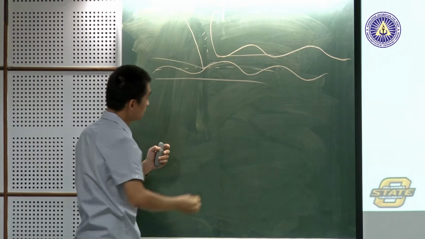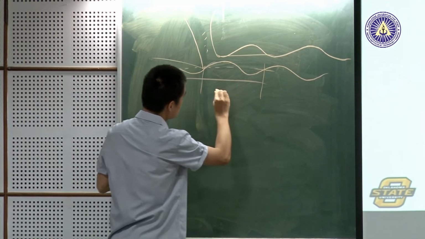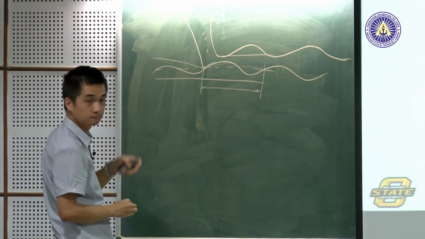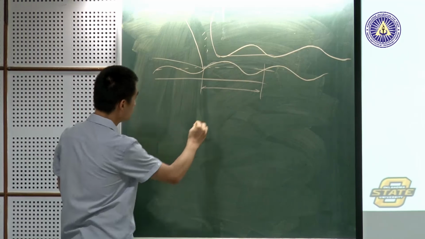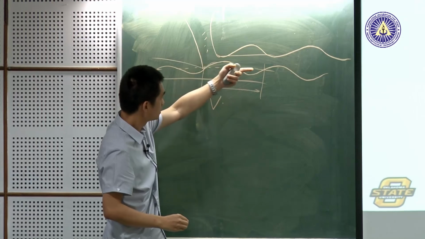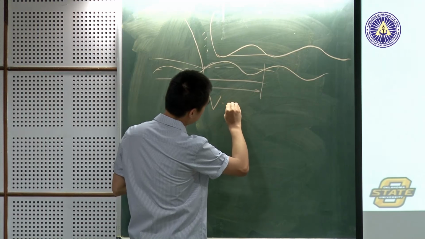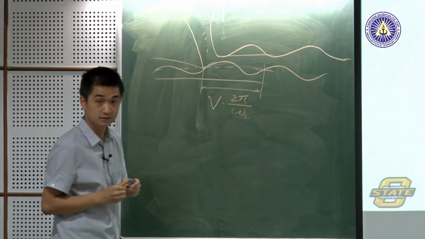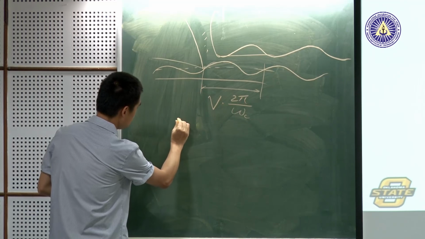My question is, first, what's this length here, the wavelength? How do we calculate this wavelength? It's proportional to the cutting speed V times the chatter period, which is 2 pi over omega c, correct?